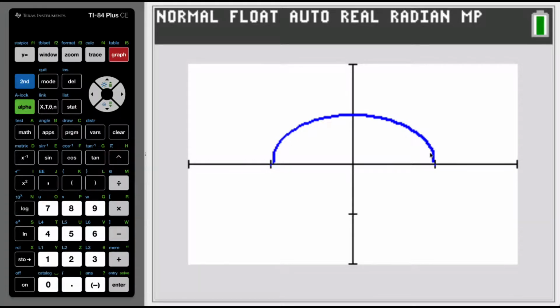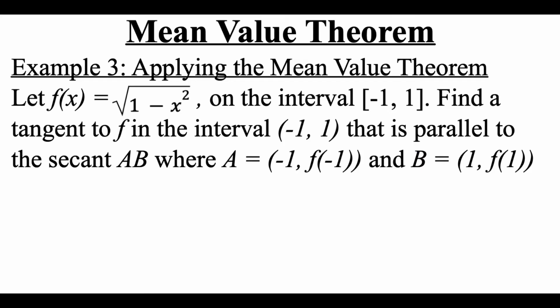So we're okay as far as the conditions of the mean value theorem go. Now what I'm going to do is go through and find where these A and B points actually are so that we know what slope we're looking for. For the A value, we're going to plug in an x value of -1 into our function. So -1 squared is 1, 1 minus 1 is 0, and the square root of 0 is 0. So that's at the point -1, 0.